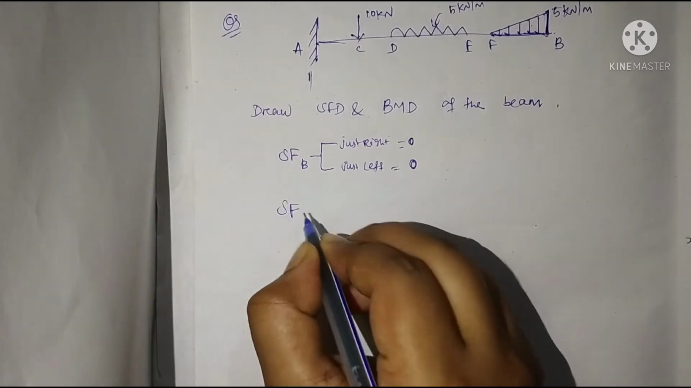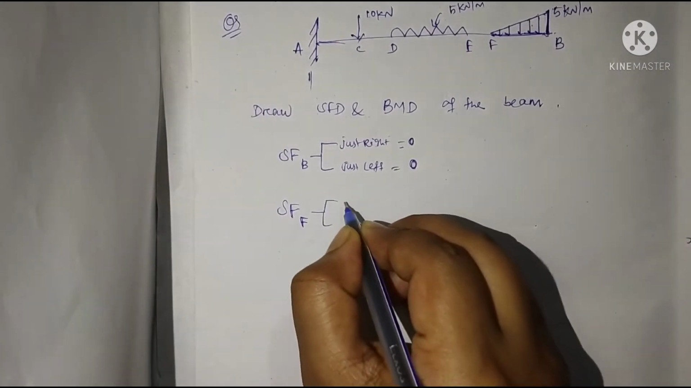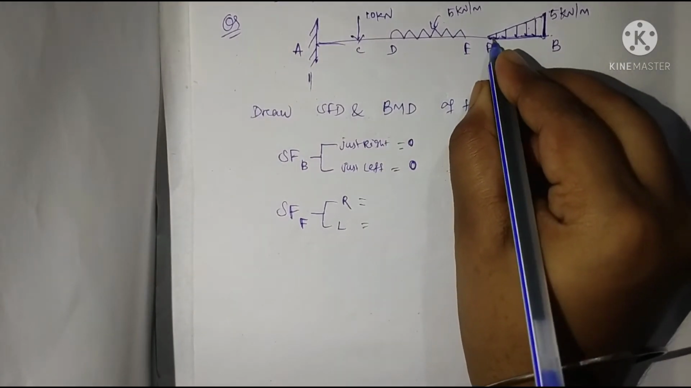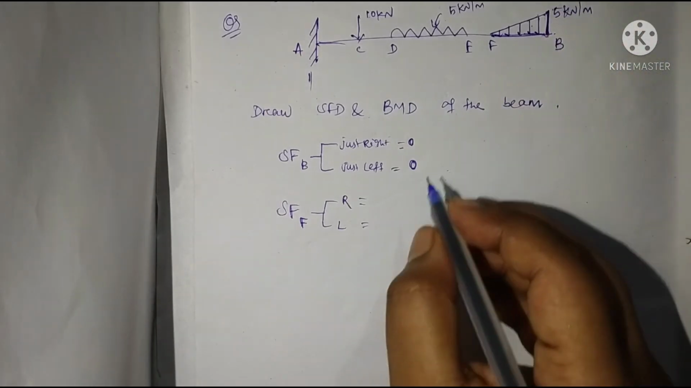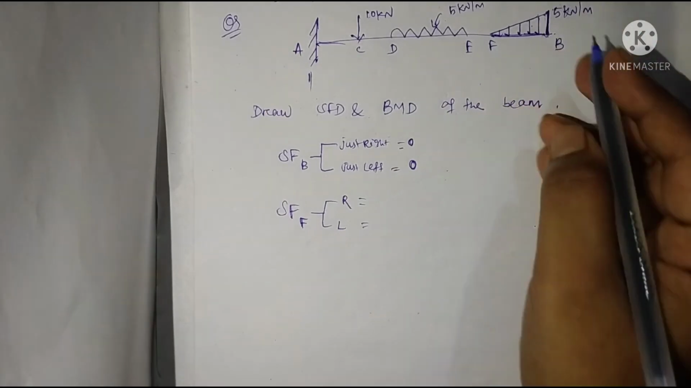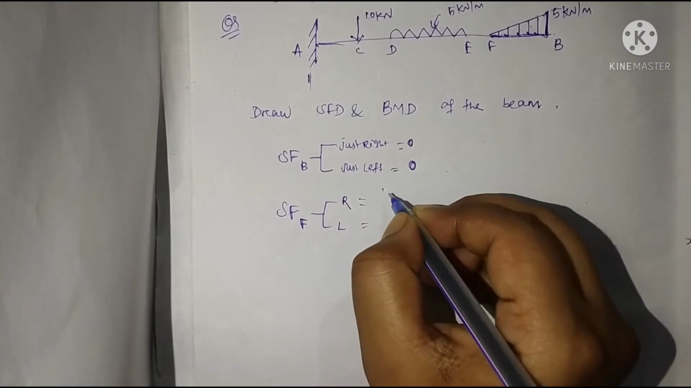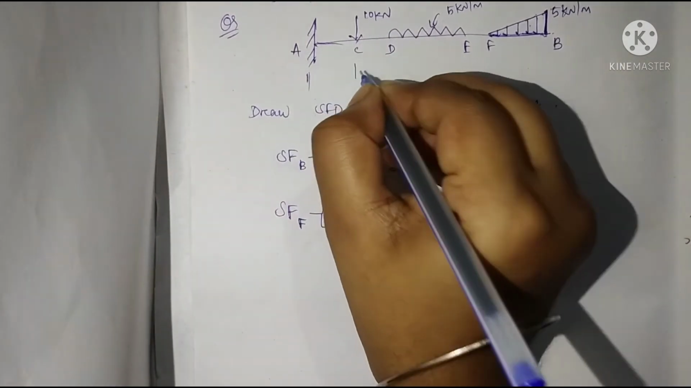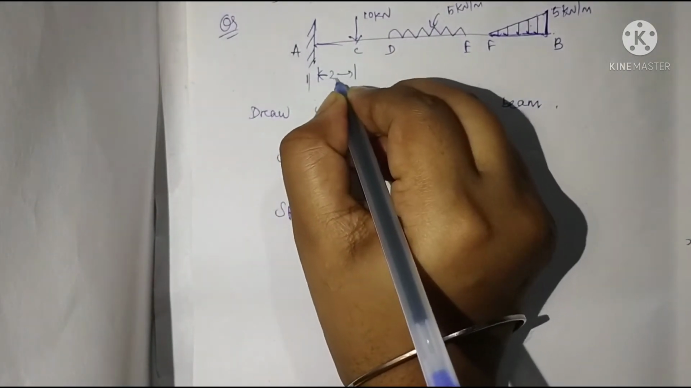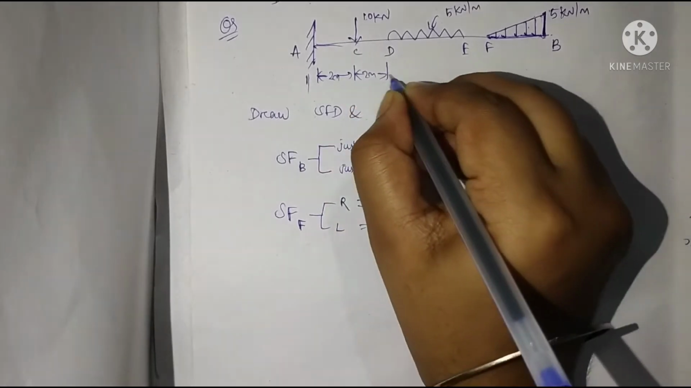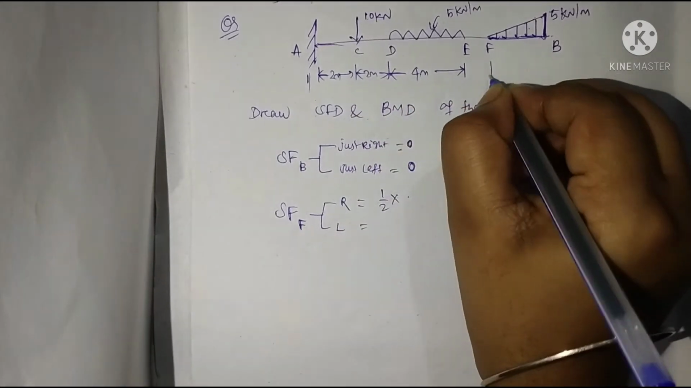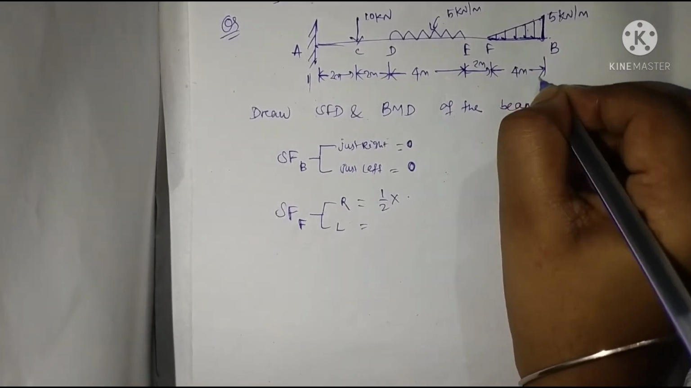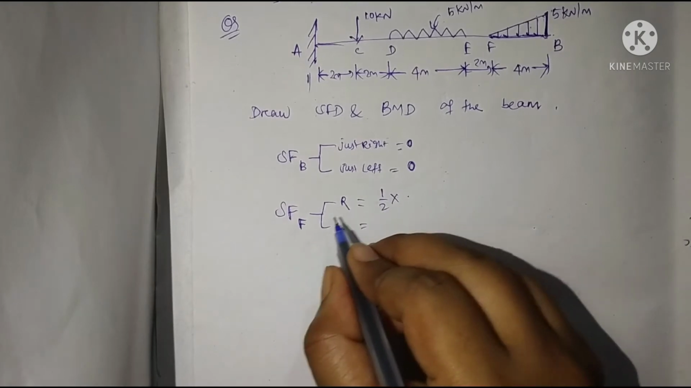Now shear force at point F, just right and just left. At just right, how much is the intensity of loading? It is a triangular loading, so it will be the area of the loading diagram, half into base. Oh sorry, I forgot to mention the distances. Let it be 2 meter, this is 4 meter, this is 2 meter, and this is 4 meter.